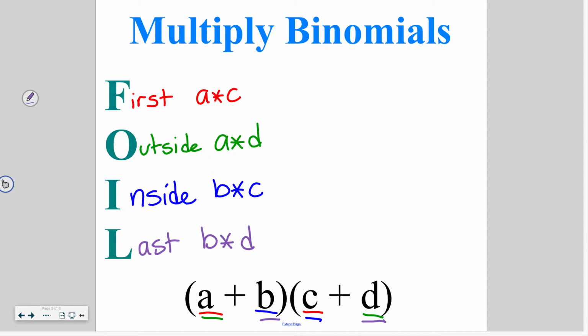It doesn't matter what order you are in, but this acronym will help you have it in standard form at the end of the problem so that you don't have to rearrange anything. So first, outside, inside, last, or FOIL is what we're going to want to use throughout these problems.